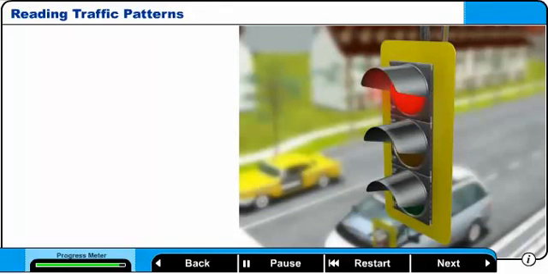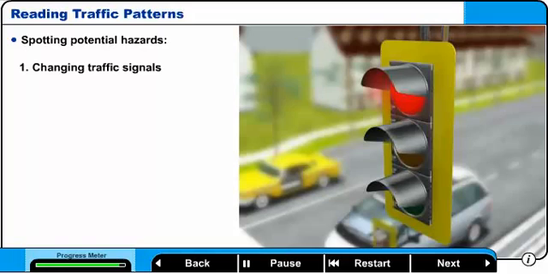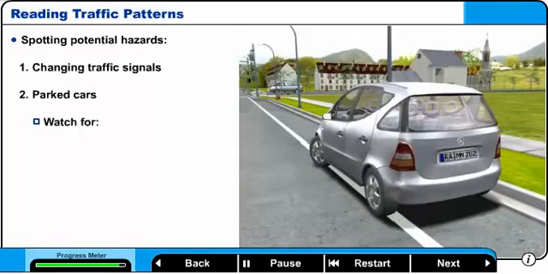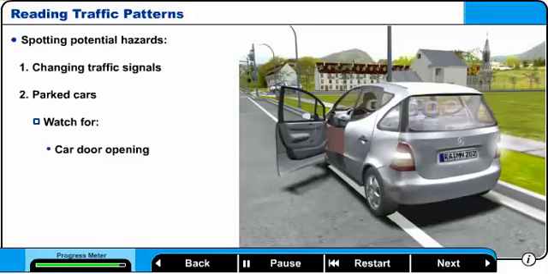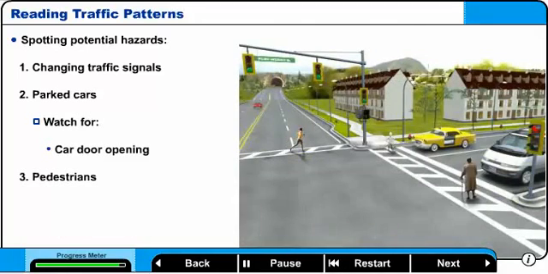One skill that allows you to act correctly in time is the ability to read traffic patterns. In other words, being able to spot potential traffic hazards. Examples might be changing traffic signals or parked cars. Some signs that a parked car is about to move include the wheels being turned out, the backup lights on, the turn signal on, a driver behind the wheel, and/or a car door opening. Pedestrians are another potential hazard to watch for. Pay particular attention to jaywalkers, children, and the elderly, all of whom may be especially unpredictable.